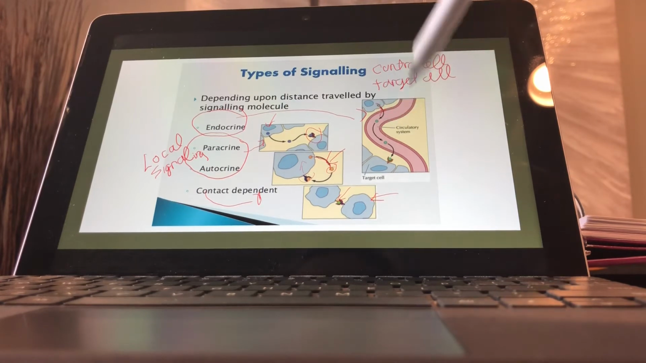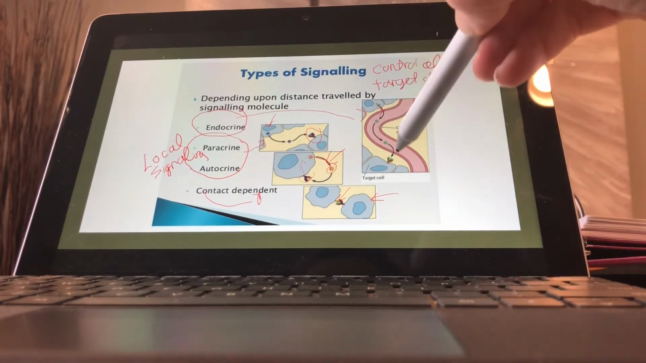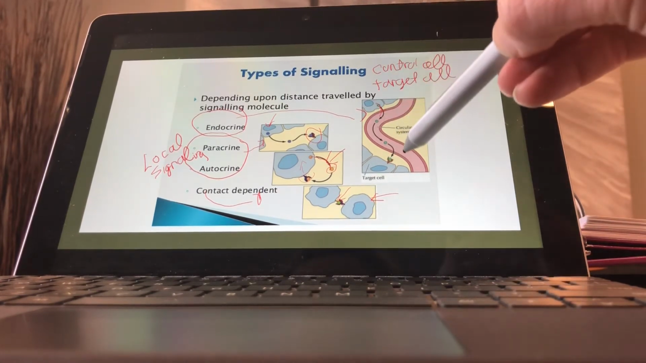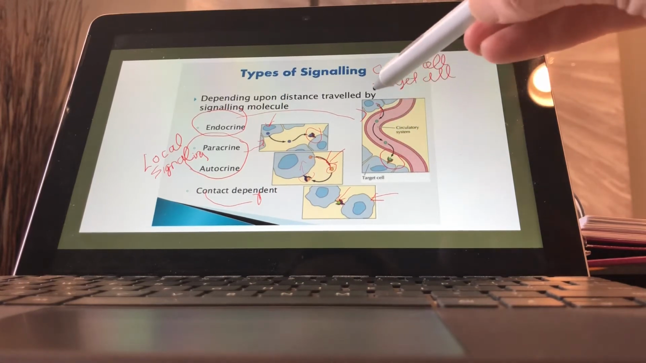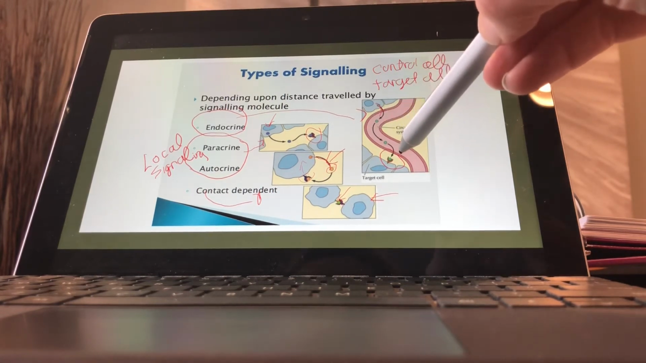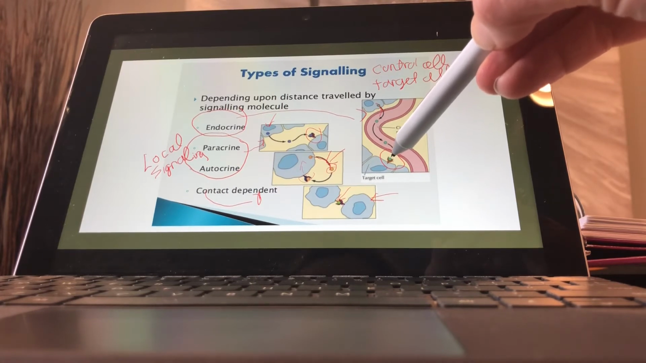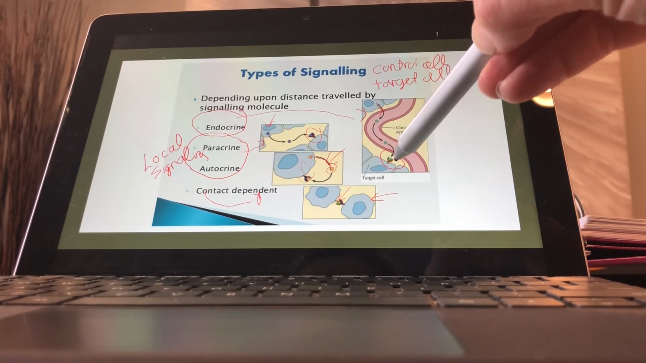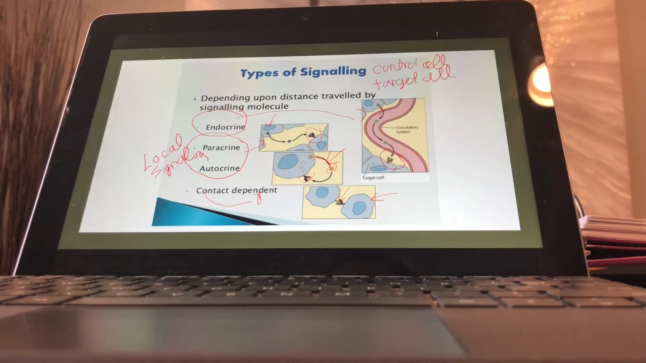And they have to travel longer distances in order to reach the target cell. But you can see it's actually the same process, right? It's traveling a further distance, through the blood. It will then attach to the cell by a receptor protein, and then it will tell the cell to perform a certain task. Okay, so that's just an overview of all the different things that we're going to talk about with types of cell signaling.